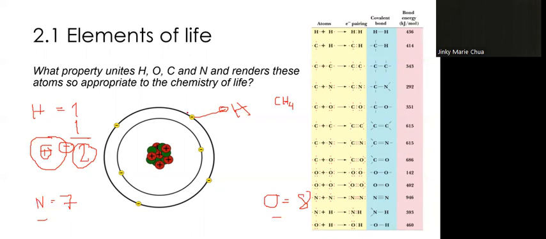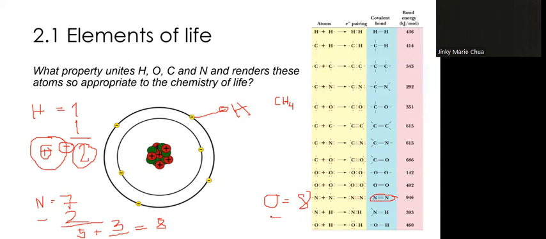Okay. So for nitrogen, you have 2 electrons for your inner shell. So we're left with 5. So what will we add to 5 to make it 8? That would be 3 more valence electrons. So actually it can make a triple bond because of that.